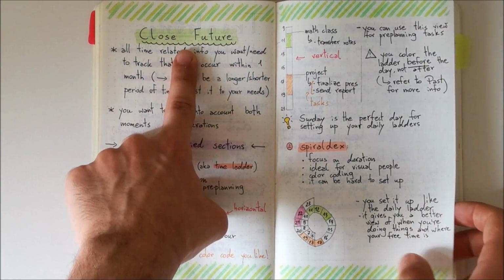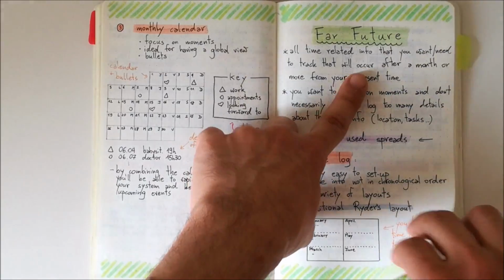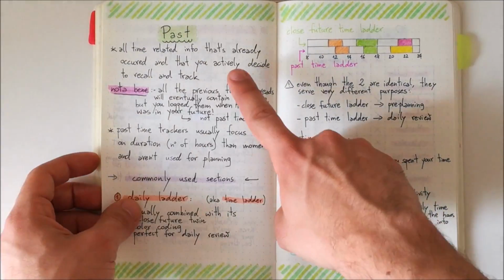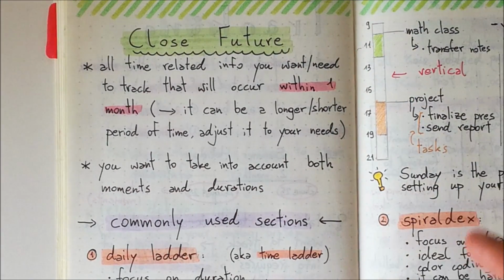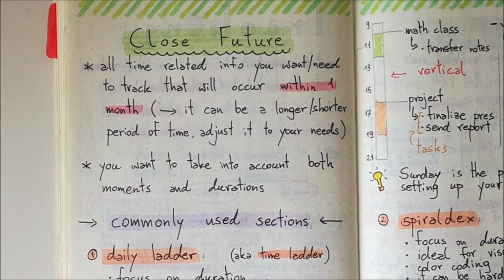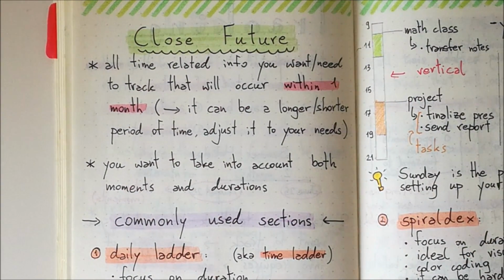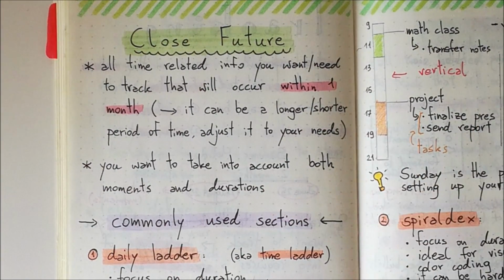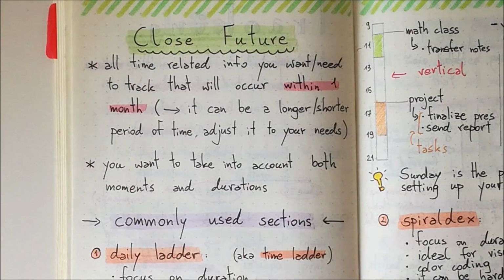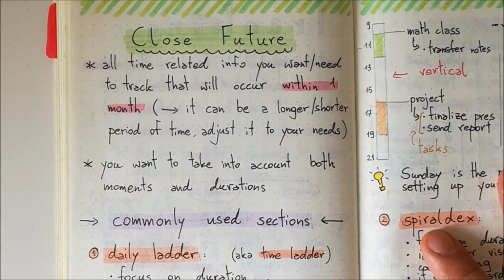We're gonna start with close future, then we'll move on to far future and past. Close future time information is everything that you want or need to track that will occur within 1 month. This is what works the best for me, but of course you can have a longer or shorter span of time, so adjust it to your needs.